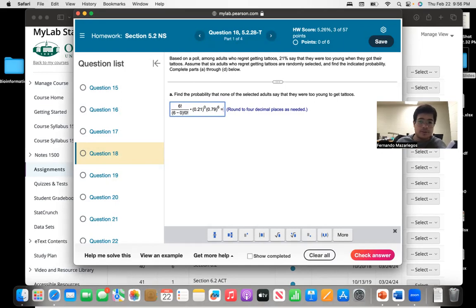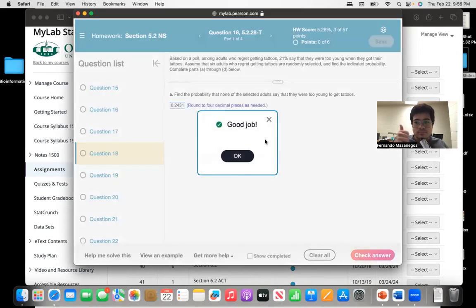and find the probability. We are asked to round to 4 decimal places. See what I got? Perfect.